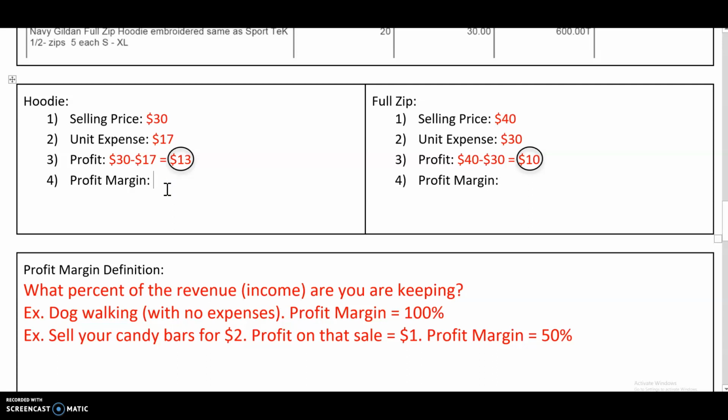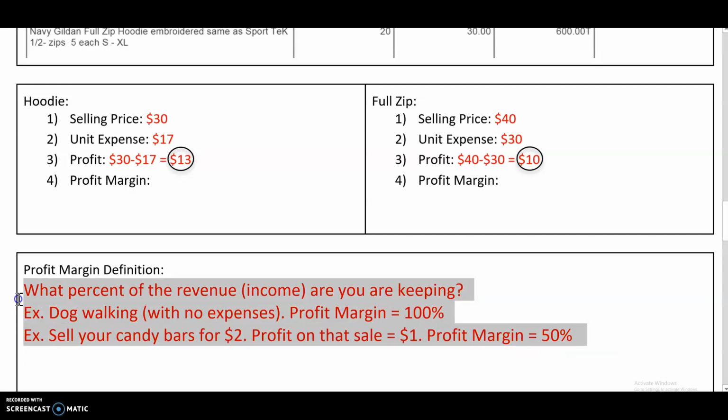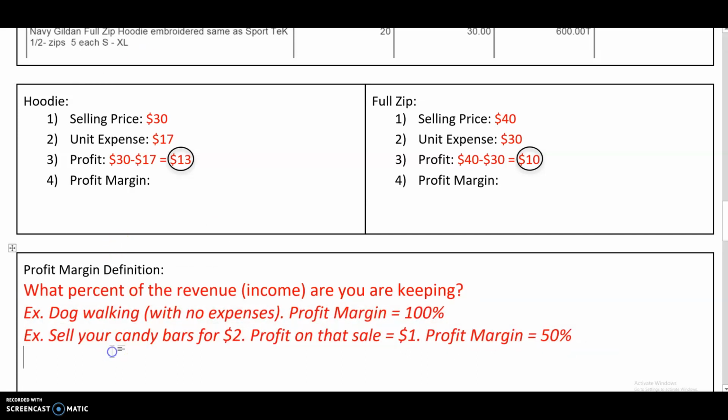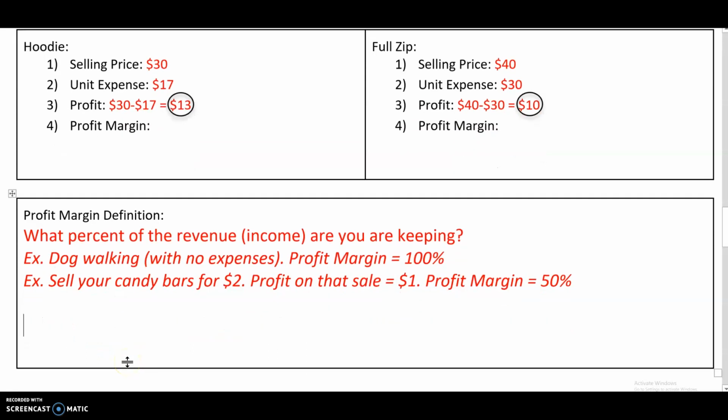So back to the hoodies and full zips, let's talk about how you would calculate this. Profit margin is what percent of the revenue or income are you keeping? The way you calculate that is you would take your profit and divide it by your revenue. Profit divided by revenue. Profit could be total profit, it could be profit per unit. It doesn't matter in what context, you would calculate the same way. So this is the formula. Let's even label that. You take whatever your profit is and divide it by your revenue.